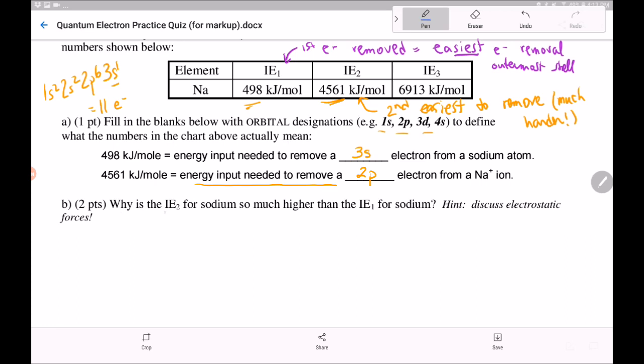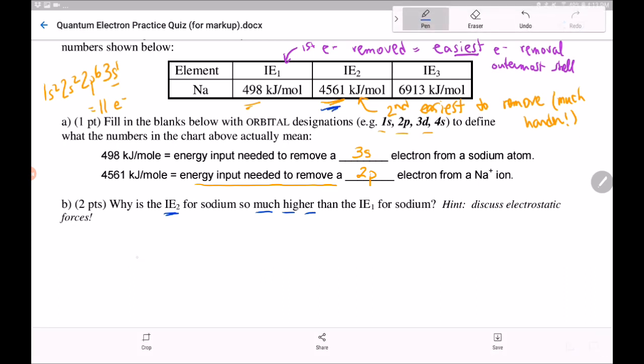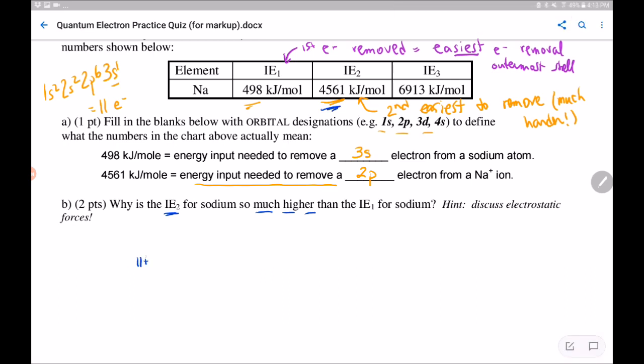Second question, why is the IE2 so much higher? You've seen it is higher. We've already discussed that. In this case, the best diagram to draw is this one. There's a nucleus. Here's the first shell, innermost shell. Here's the next shell. And here's the third shell.